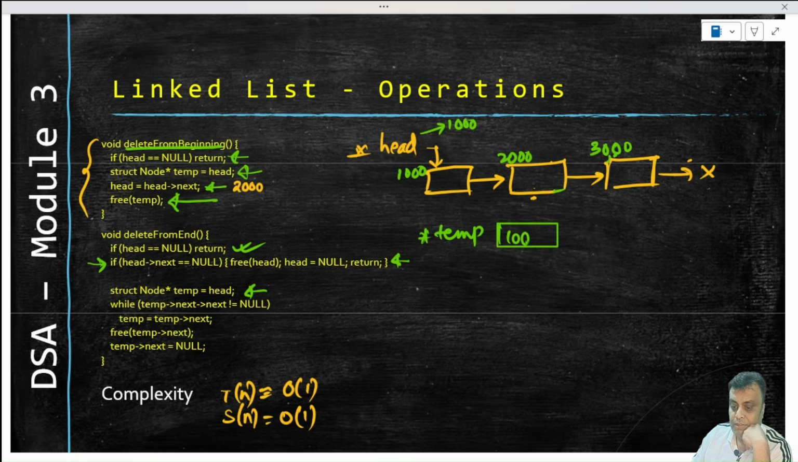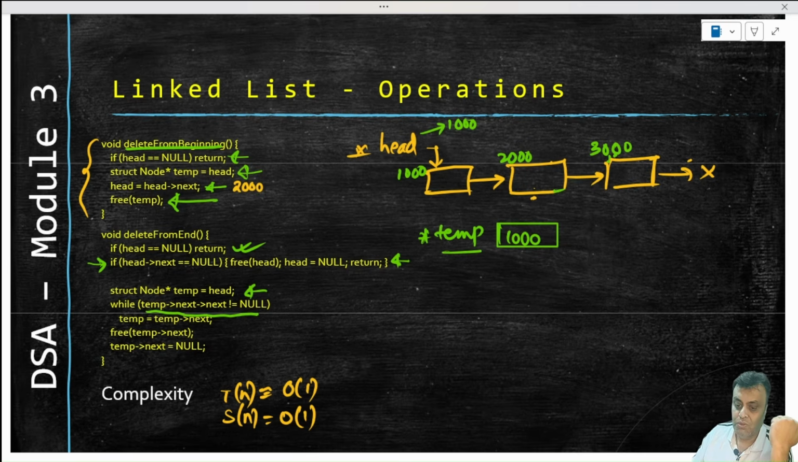So now we have 1000 here. Why? Because we want to use temp to loop, right? We cannot change head. Head, I said, is very sensitive, don't change head. We will just take temp and start changing temp. So temp, you move yourself till temp next is not null, that I just now explained.